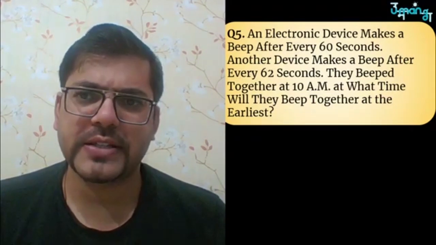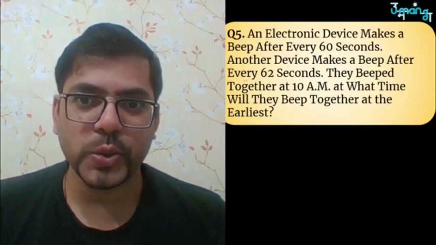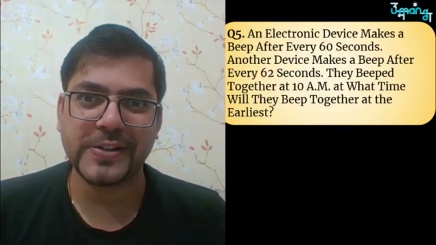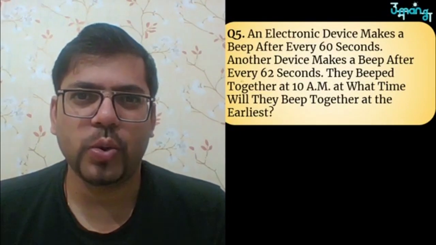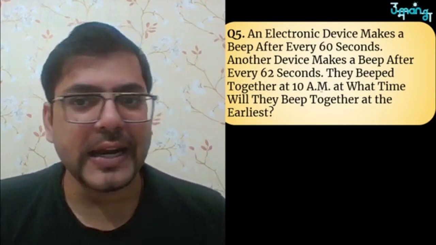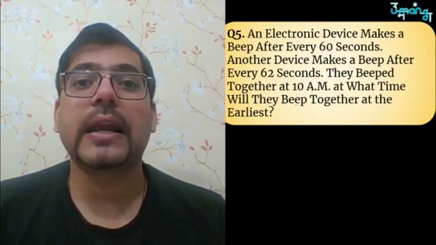Okay, that's great. So it's a kind of timer. Another device makes a beep after every 62 seconds. This also looks like a timer, but a flawed timer, isn't it? After 62 seconds, it makes a beep. Anyways, they beeped together at 10 a.m. At what time will they beep together at the earliest?